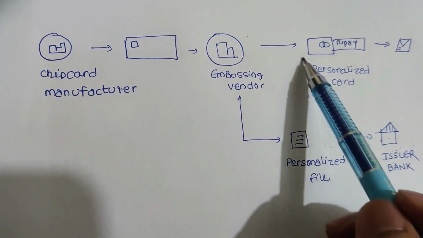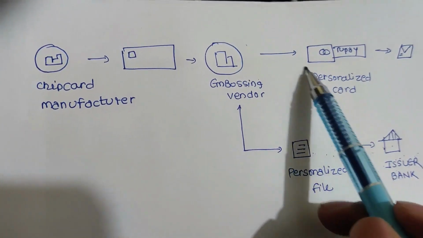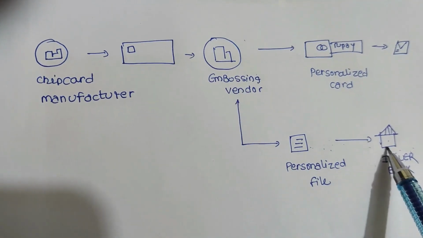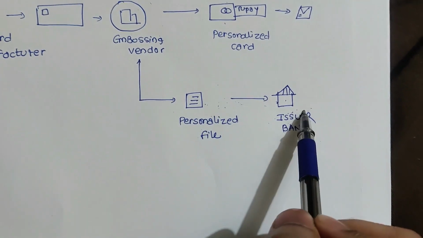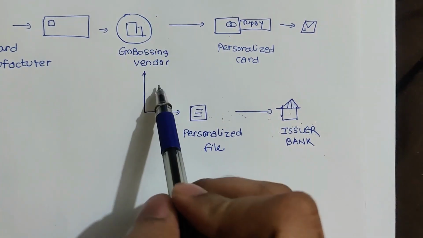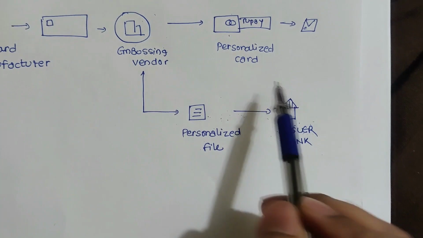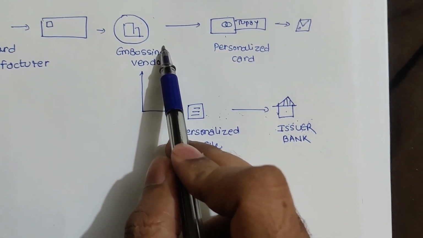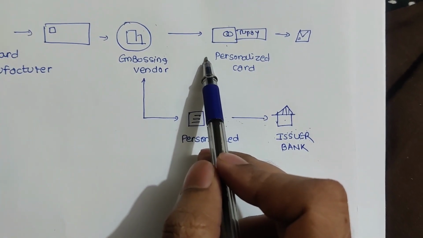All the artwork that is to be printed on your personalized card is decided between your embossing vendor and your issuer bank. The personalized file shared by your issuer bank with the embossing vendor is always encrypted. How many keys are involved between the embossing vendor and issuer bank, how they are generated, and how the embossing vendor decrypts this personalized file, we will learn about in upcoming lectures.